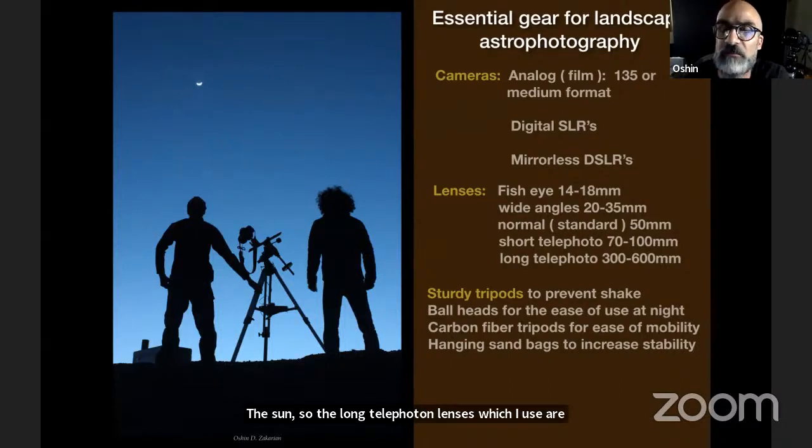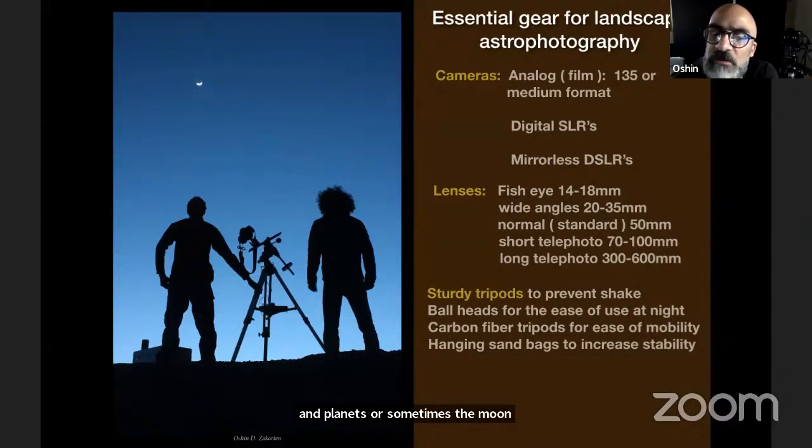The long telephoto lenses which I use are mostly between 200 to 300 millimeter in focal length, and those are best used to capture the details of the moon or the conjunctions of the moon and planets, or sometimes the moon rising behind mountains or a building, so you can use the long lenses for that purpose.